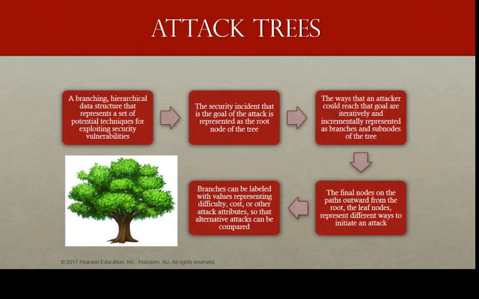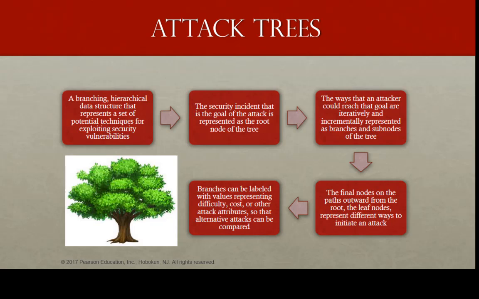Attack trees. An attack tree is a branching, hierarchical data structure that represents a set of potential techniques for exploiting security vulnerabilities. The security incident, that is the goal of the attack, is represented as the root node of the tree. And the ways that an attacker could reach that goal are iteratively and incrementally represented as branches and subnodes of the tree. Each subnode defines a subgoal, and each subgoal may have its own set of further subgoals, etc.